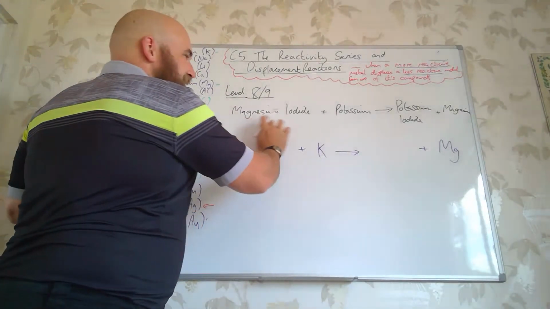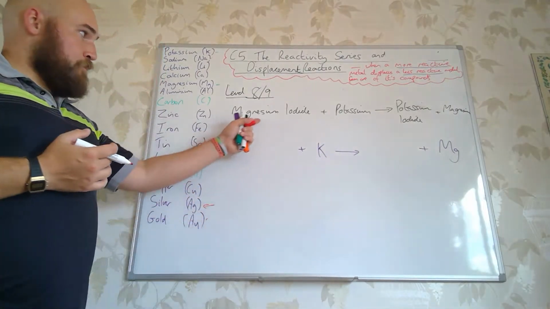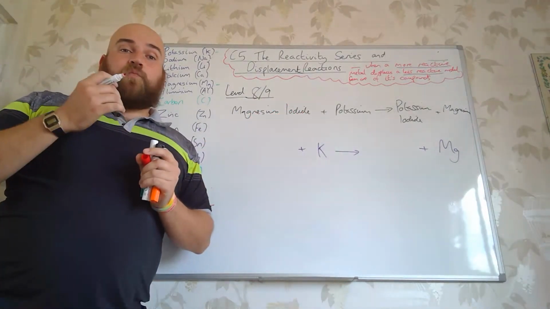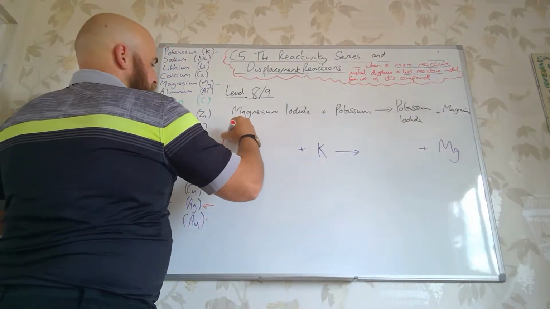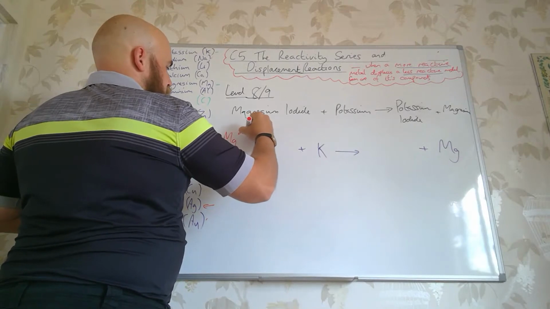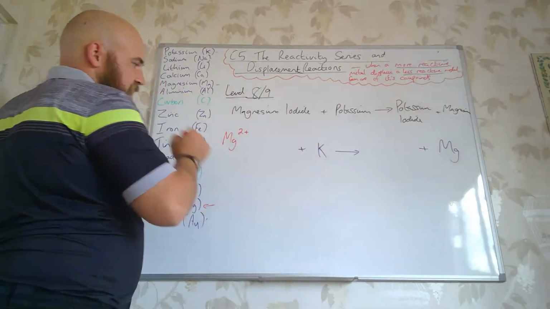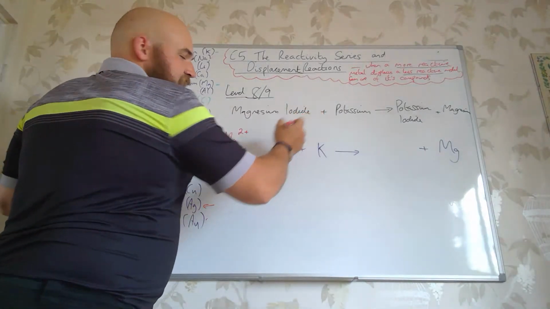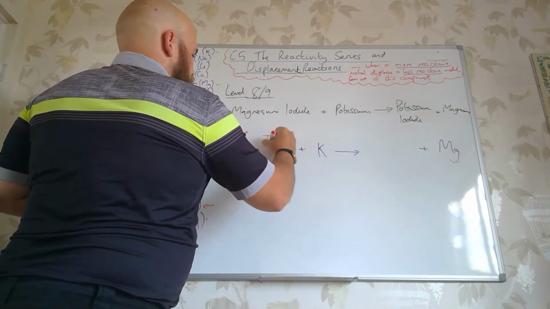So I know magnesium is in group 2. So when it's reacted and formed a compound like this, it will have a 2+ charge. So it's magnesium 2+. So I'm just going to work out what the formula of magnesium iodide is just here. Iodide, well, according to that table, it says that iodide is I1-.